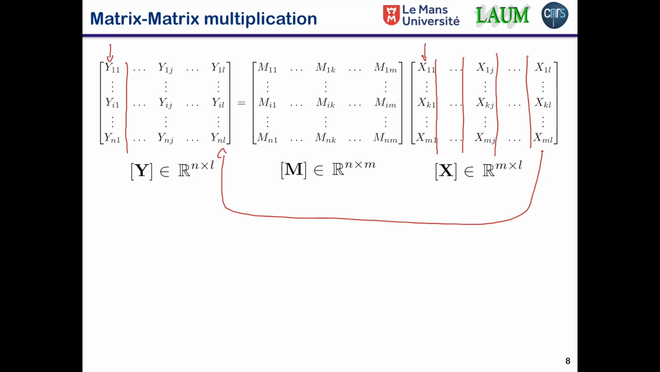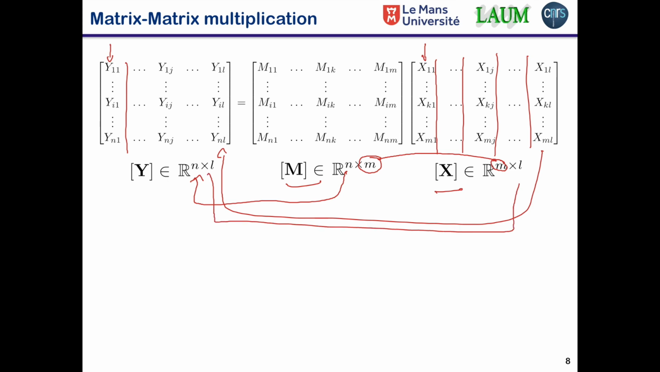Then we have to notice that there is some requirement. The main requirement is that if we want to multiply a matrix M and a matrix X, then a necessary condition is that the number of columns of M is equal to the number of lines of X. And then the result: the number of lines of the output Y is the number of lines of M, and the number of columns of Y is equal to the number of columns of X.